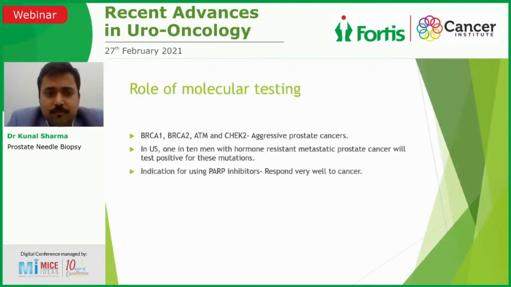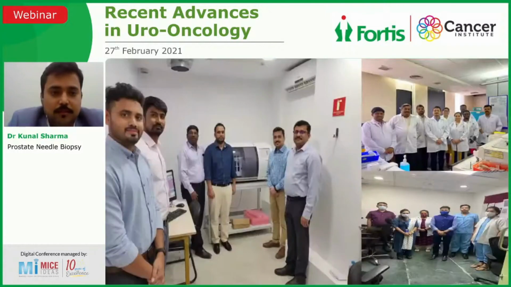So there is a role of molecular testing also, which is noted in prostatic cancer. BRCA1, BRCA2, ATM, and CHEK2 are associated with aggressive prostatic cancers. And these also have an indication for using PARP inhibitors as they respond very well to these.